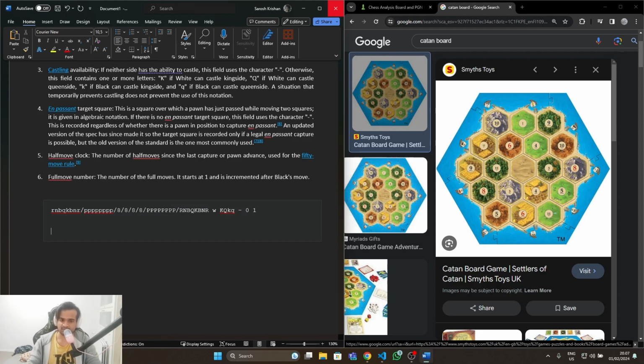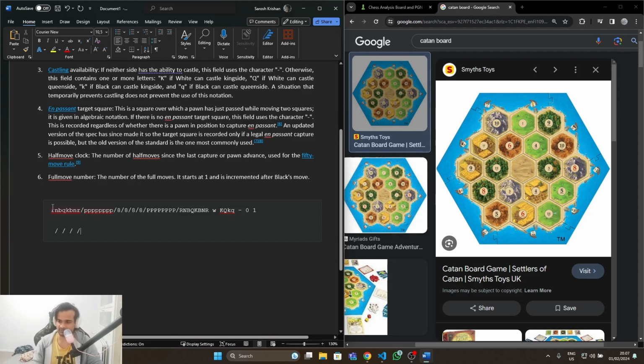So for the different ranks, we can divide them by slash. So that's 1, 2, 3, 4, 5 ranks. So we have 5 ranks. So how do we want to define them? We can just put in the numbers.